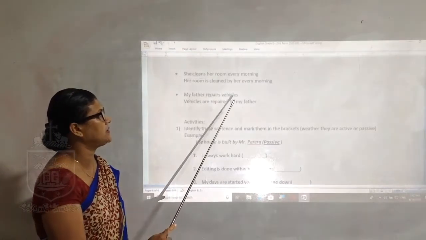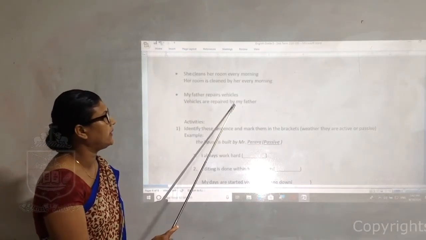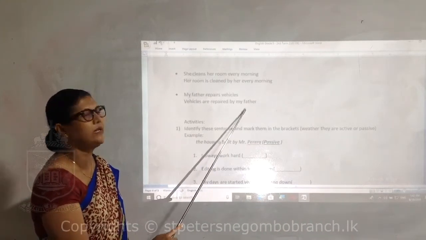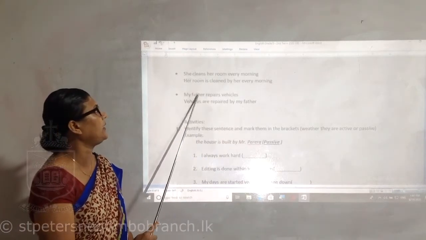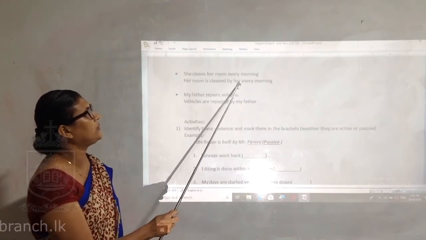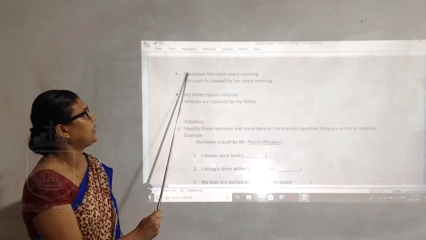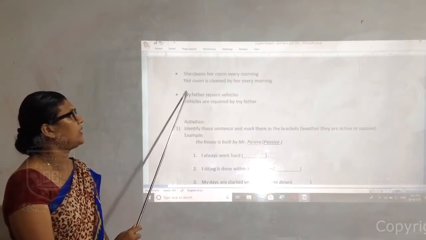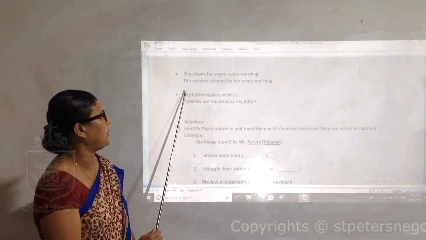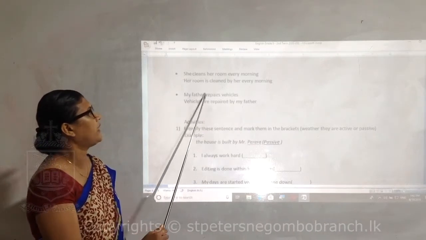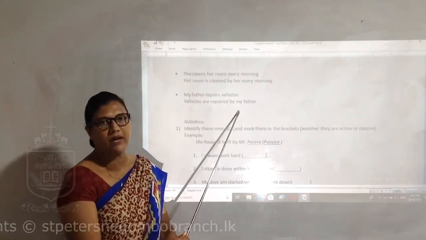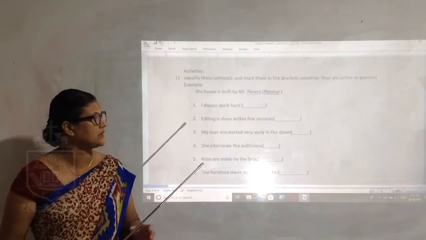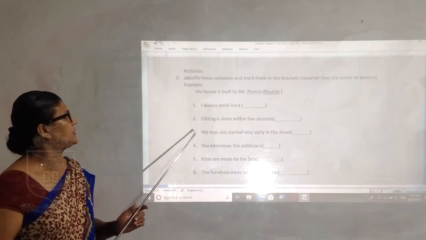Vehicles are repaired. The word by is added, by my father. This is not a pronoun, so we just write the same word here. If it is a pronoun, we will have to turn it into the object form. She, her. But here we do not want to change it. It is not a pronoun, so we just write it as the same. My father repairs vehicles. Vehicles are repaired by my father. Right, I think it is clear enough. Let's go to activities now.